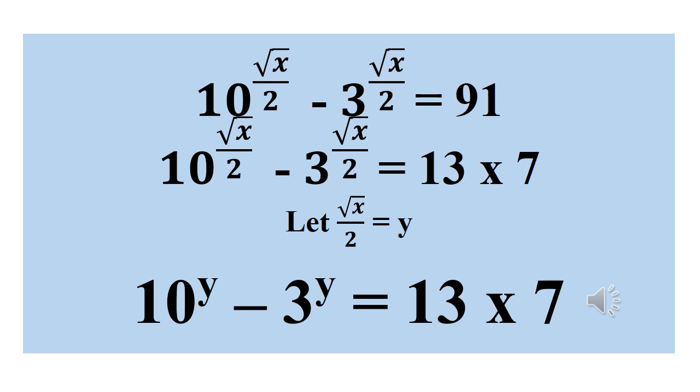So if we represent our square root of x over 2 by y, that is, let square root of x over 2 equals y. Then anywhere we see square root of x over 2, we plug in y. Then we have 10 raised to power y minus 3 raised to power y equals 13 times 7. Once again, 10 raised to power y minus 3 raised to power y equals 13 times 7. Remember, 13 times 7 is the 91. We'll plug it in there.